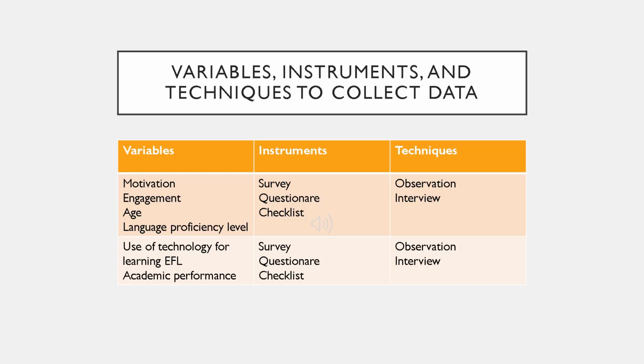The variables of the study are going to be motivation, engagement, age, language proficiency levels, the use of technology for learning English as a foreign language, and academic performance. The instruments that will be used to confirm and to investigate the differences of the study are survey, questionnaires, and checklist. And the techniques that will be used are observation and interview.